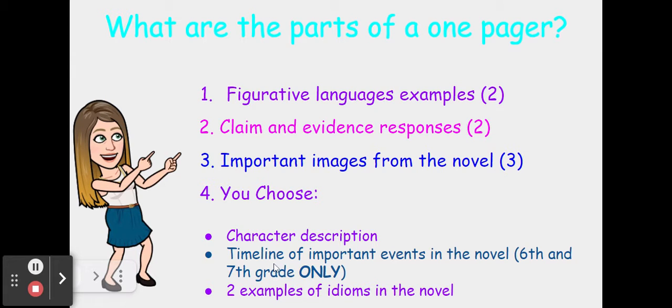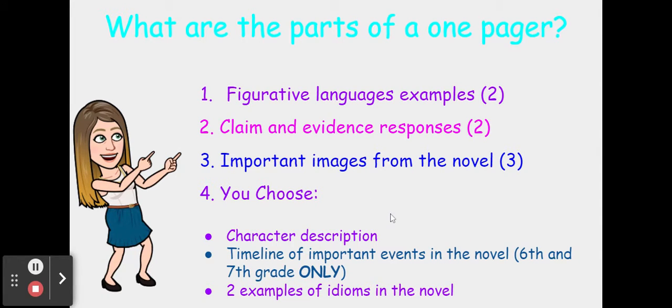And then last, and this choice is only for 6th and 7th grade students. So if you're in 8th grade, you cannot choose this option because I wanted to make this a little bit more difficult for you. But if you're in 6th or 7th grade, you can choose to do a timeline of important events in the novel. Okay, so which are the important events that created the plot of our novel?